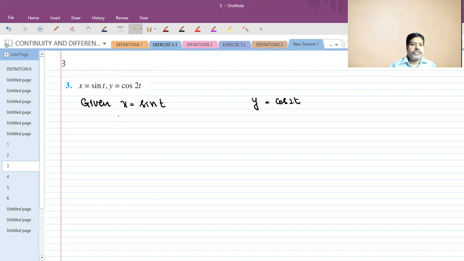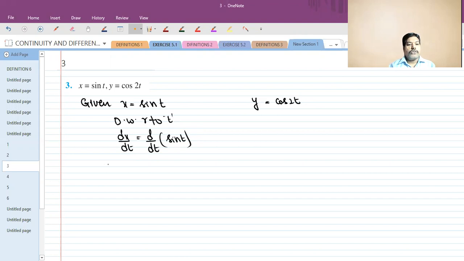So here the procedure is the same. So first what we will do, differentiate with respect to t. dx by dt is equal to derivative of sine t. So that implies dx by dt is equal to, what is the derivative of sine t, students? Sine t derivative is cos t.